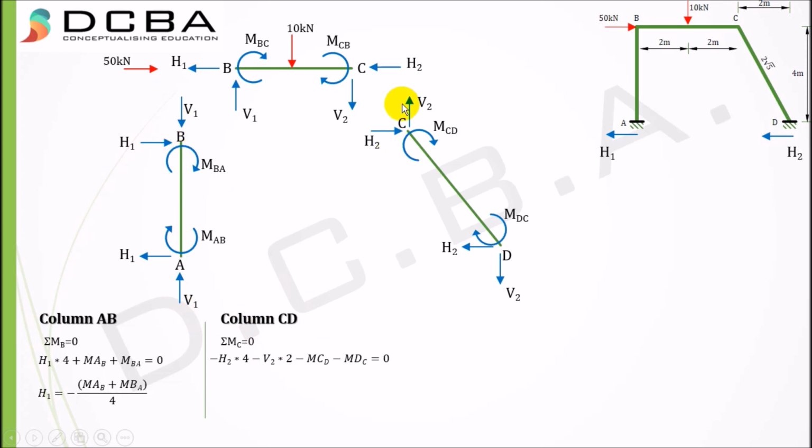So column AB and column CD are done. Next would be beam BC. Summation MC equal to 0 again. So V1 into 4 plus MBC minus 10 into 2 plus MCB equal to 0. We get V1 in terms of the moments. So we found V1 but yet not V2. But we can somehow deduce the relation between V1 and V2. We'll see it next.